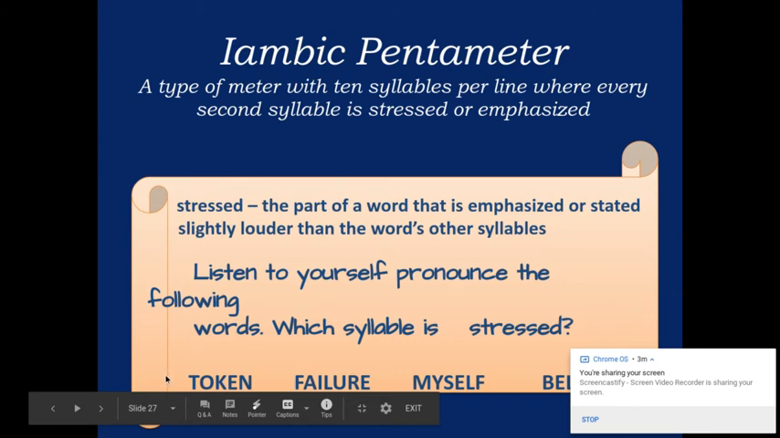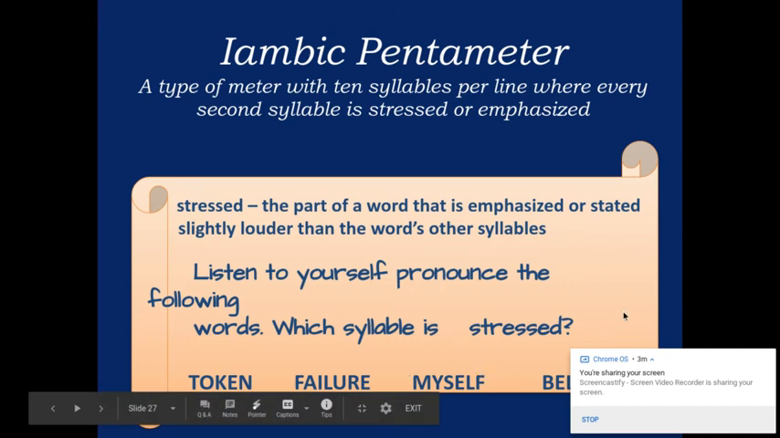Okay. Token. Which syllable is stressed? Is it the toke part or the kin? Let's look. Token. It's this part right here. So this is unstressed, and this is more emphasized, that kin part of token. All right, let's look at the next one. The word is failure. Let's see what is stressed, what is unstressed. Failure. If we look, we have more emphasis on this er part. So this is the stressed part. Okay, let's do myself. Myself. What again is stressed? It is self.